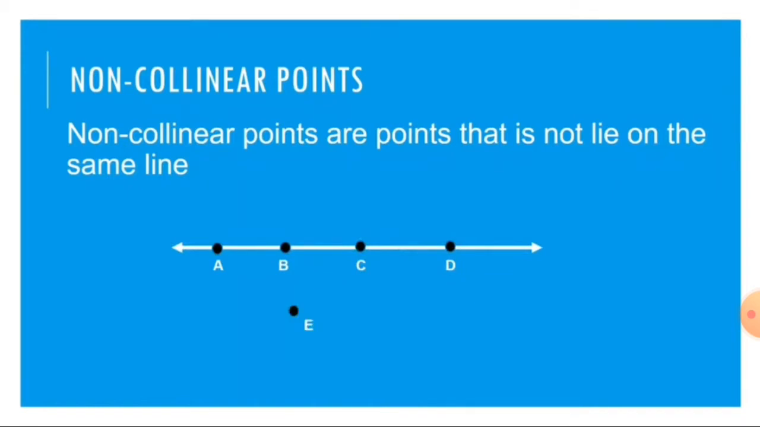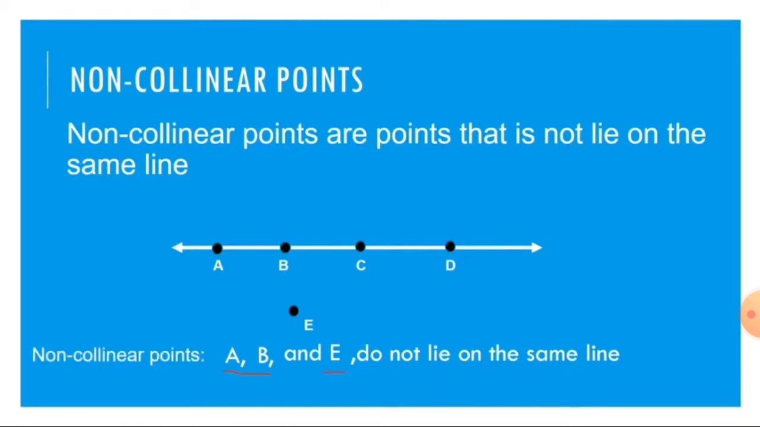Kapag naglagay ako ng point E at pinili ko si point A, point B, at point E, they do not lie on the same line. Kahit si A at B ay nasa isang line, si E naman ay wala. So, ang tawag diyan, non-collinear points. Clear, kapag may isang point na wala sa line, doon sa mga piniling point, non-collinear yun.